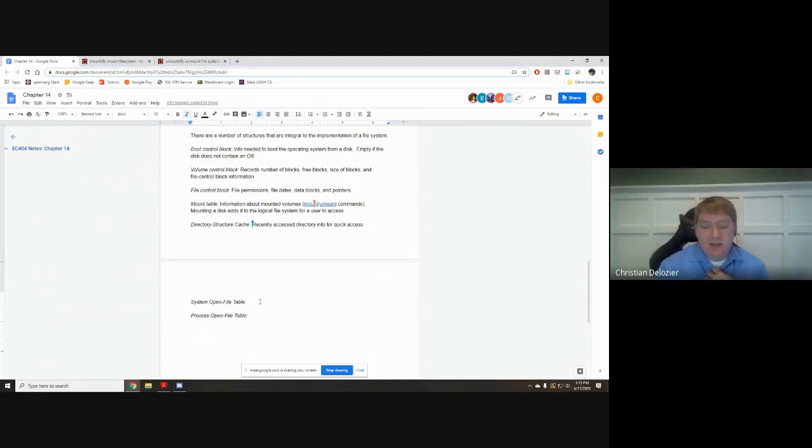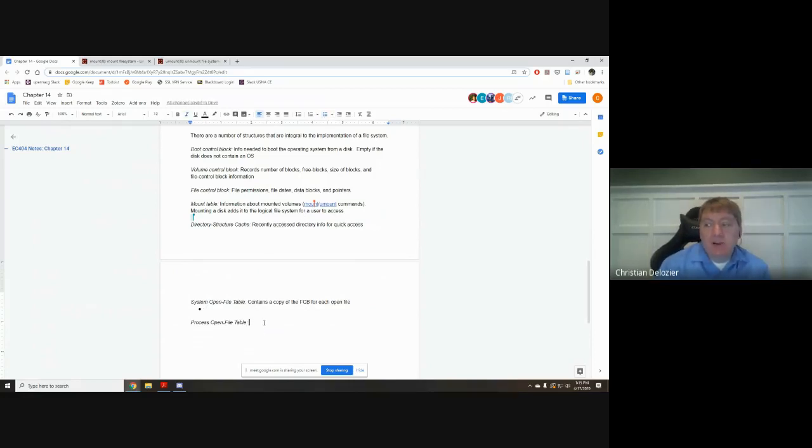And then we have two more things to talk about, and then we'll be done for the day. The system open file table and the process open file table. So we have two different places that we maintain information about open files in the system. The first one here is the system open file table. This contains a copy of the file control block for each open file. And the book goes further into how file opens work, so we'll discuss that in a second. I just want to leave a placeholder.